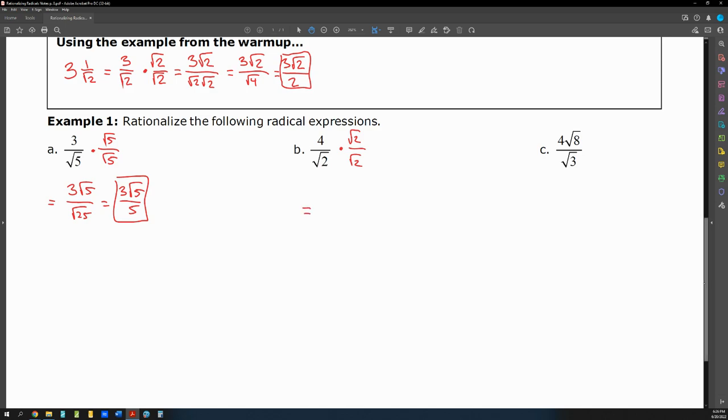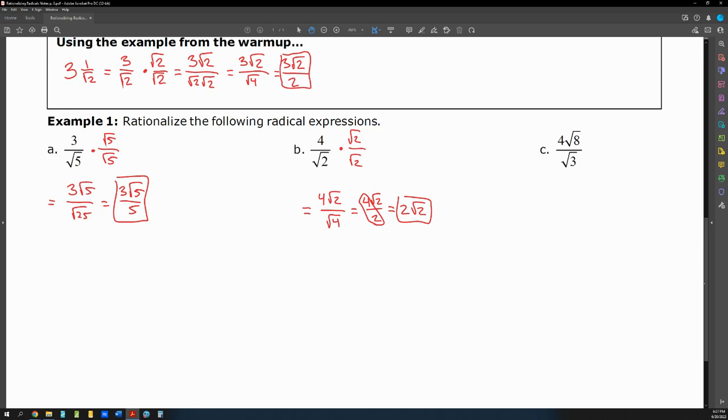Part B, let's go ahead and multiply by the square root of 2 over the square root of 2. And we have 4 times the square root of 2 over the square root of 4. And the square root of 4 is 2. So we have 4 root 2 over 2. And I noticed that, well, we can just divide 4 divided by 2, and I'm left with 2 root 2. So this 4 can be divided by 2.